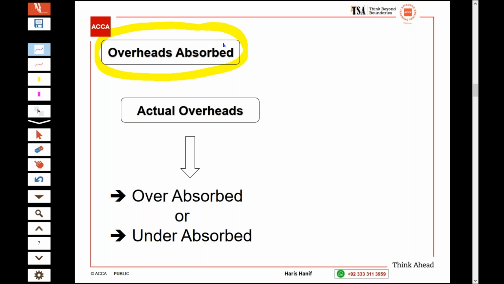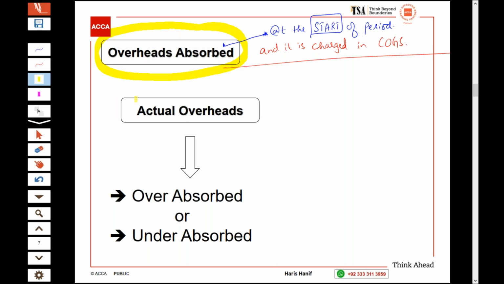Listen to it very carefully. Overheads absorbed is something which is at the start of the period. Now, what does it mean? That means while you were estimating the cost, the estimations are always at the start of the period. This is a very common thing. You had estimated at the start of the period that your overheads amounted to 10 per unit, 20 per unit, or whatever. This is something which you had estimated at the start of the period, and it is charged in COGS.